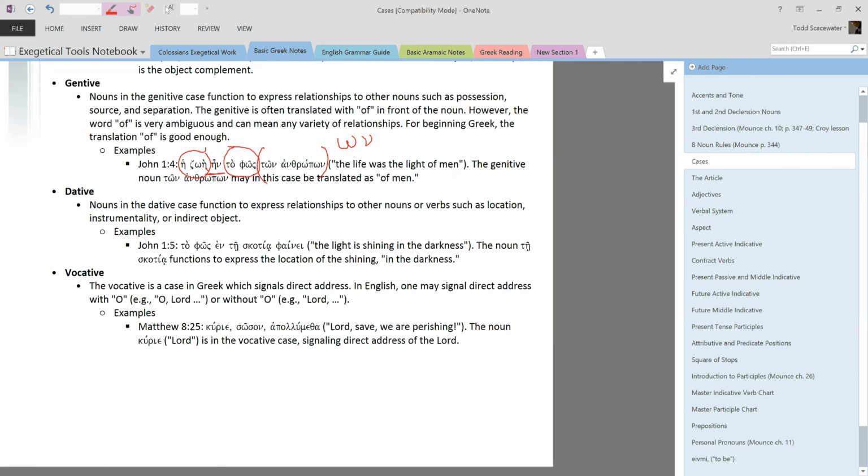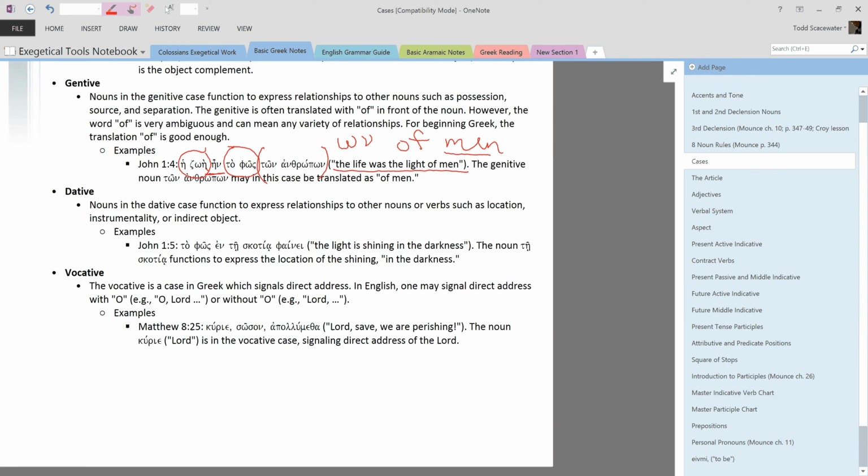The life was the light of men. So basically you take the noun, whatever the noun is, in this case anthropon, which means man, anthropos means man, and because it's in the genitive case, you will translate it of men. So you put the of in front of the meaning of the noun. And then we end up with this resultant translation, the life was the light of men. The genitive noun, ton anthropon, in this case, may be translated of men.